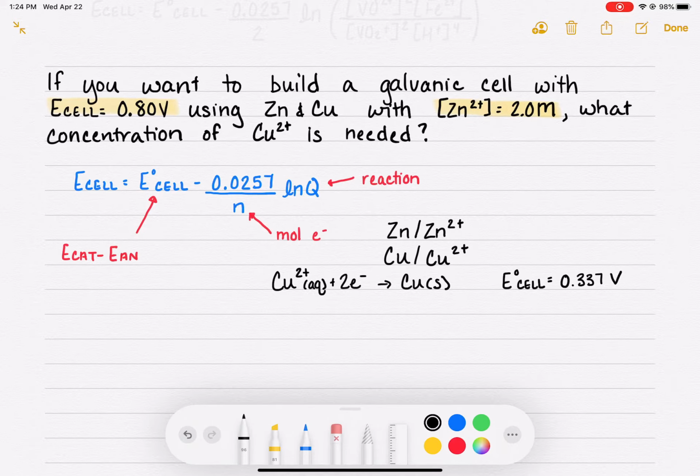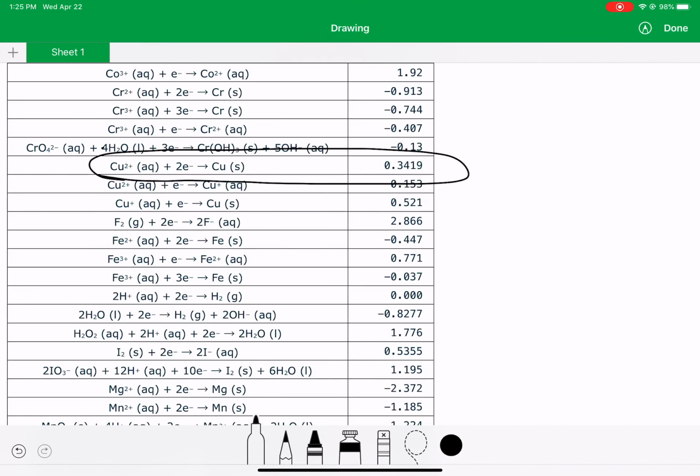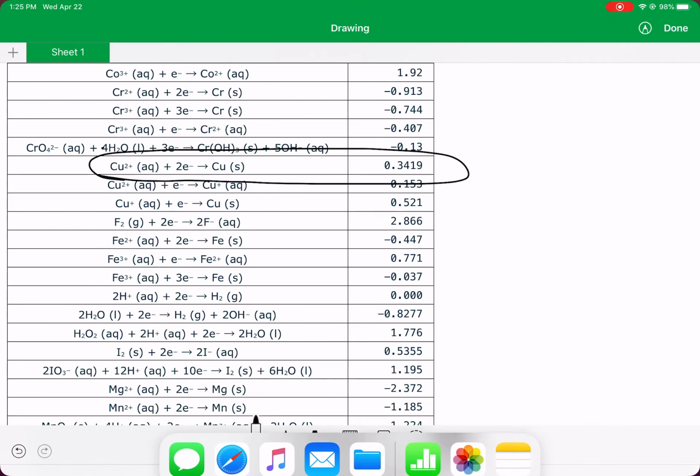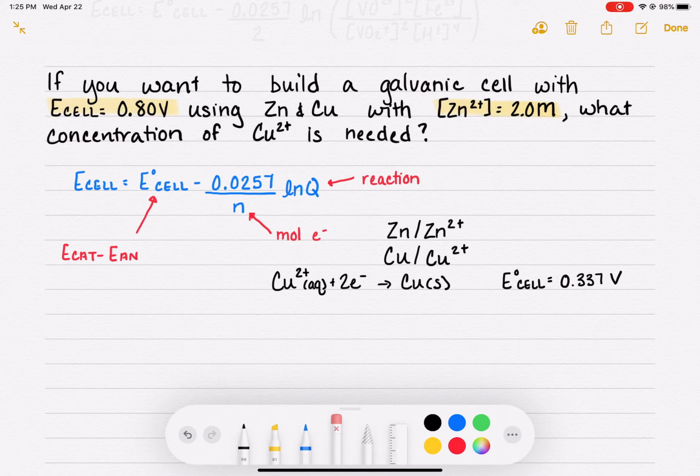So now let's go look for the zinc half reaction. Back to our data table. Oh, I really copied that wrong. 3419. 3419. I got to fix that.